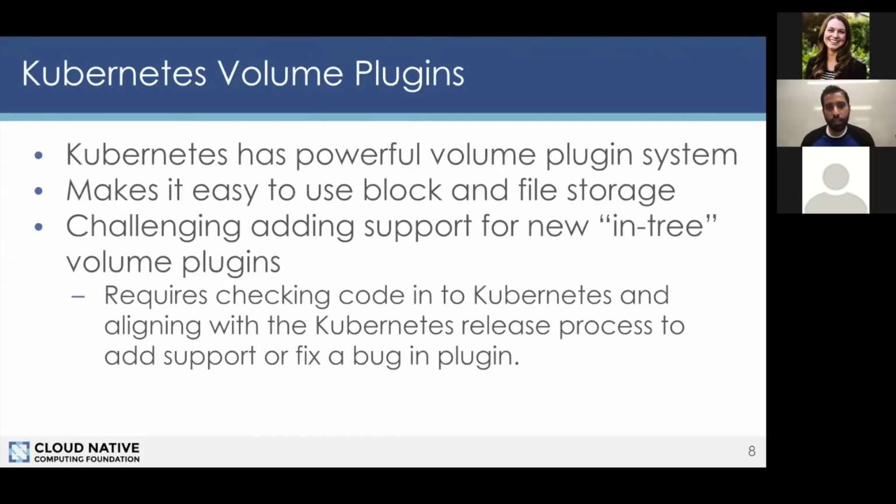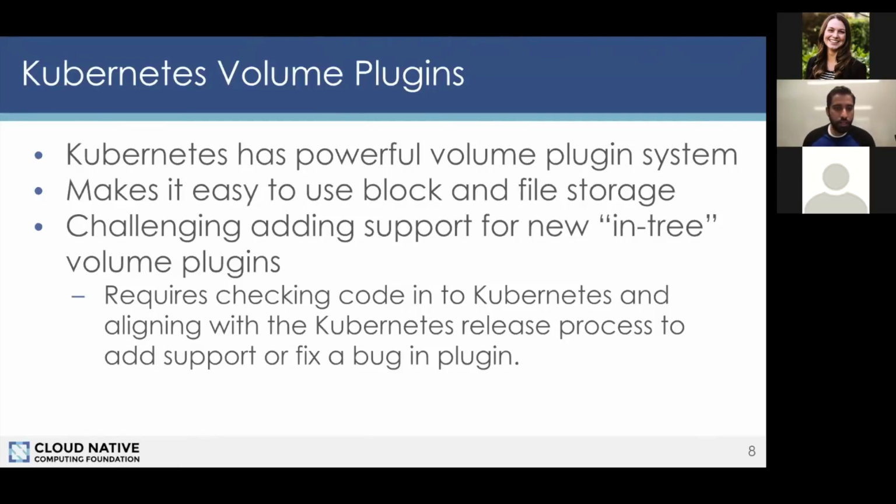The Kubernetes Volume plugin system that you're probably familiar with already is very powerful. It makes it easy to consume block and file storage, but it's been challenging to add support for new in-tree volume plugins with the existing volume subsystem because it requires checking plugin code into the Kubernetes core repository. And this is painful for a number of reasons. This means that storage vendors who want to extend Kubernetes to support their storage system have to align with the Kubernetes release process. Even if they want to do just a bug fix, they have to align themselves with the Kubernetes release process, which can be daunting.